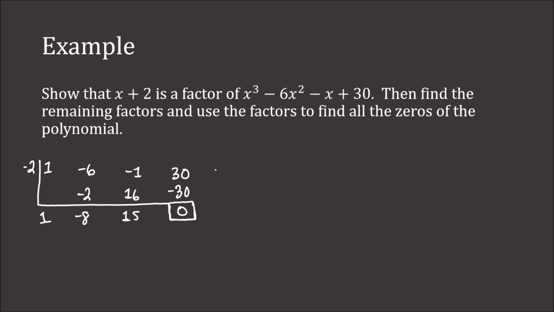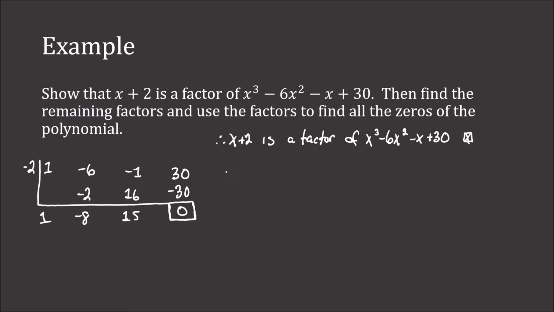So this means, by the factor theorem, that x plus 2 is a factor of x cubed minus 6x squared minus x plus 30. And so that little proof is complete. Now we want to determine the other factors.